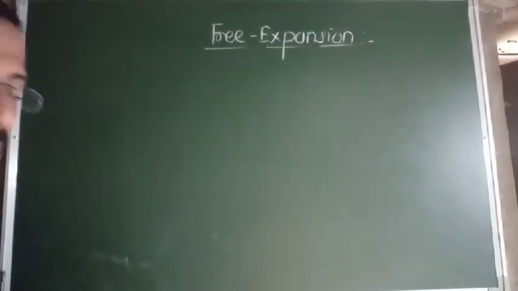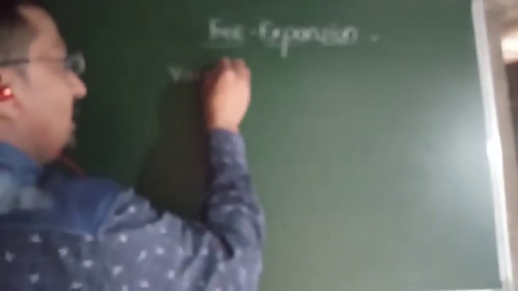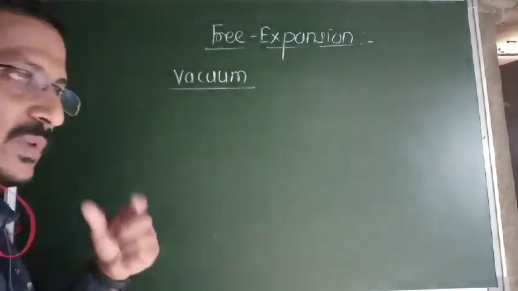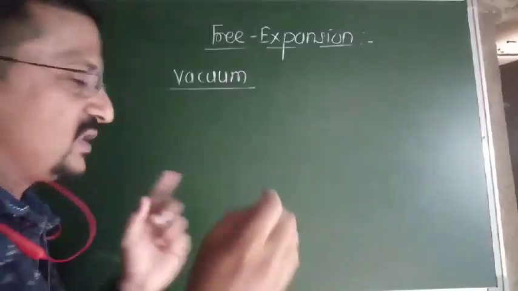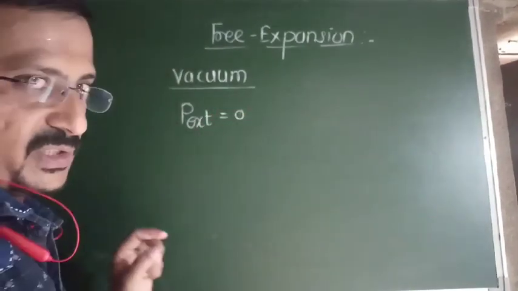Free expansion means we are going to expand the gas in vacuum. If the gas expands in vacuum, the pressure is almost zero. That is, P external is found to be 0.